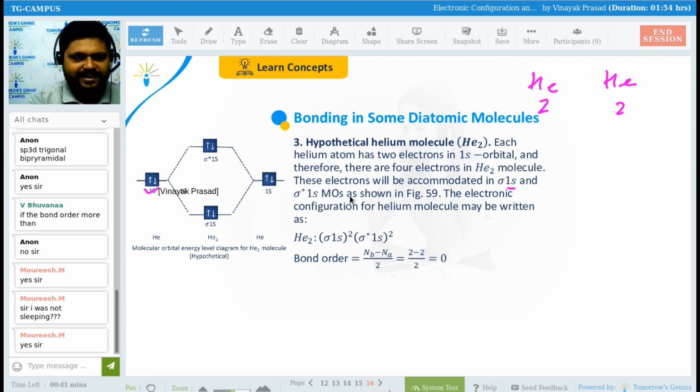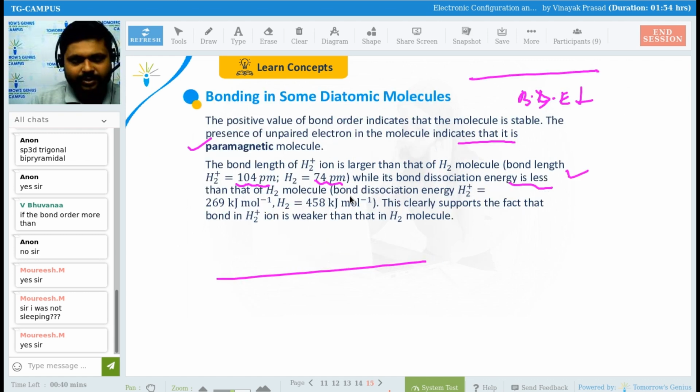You can see here sigma 1s. So two electrons have combined, so sigma 1s has been filled here. Now you can see here sigma star 1s. These electrons will be accommodated here. So 4 electrons are there, you can see here 4 electrons. Getting my point, everyone?